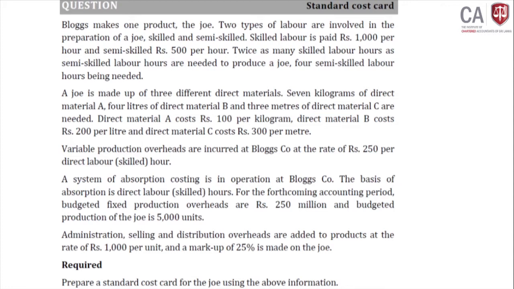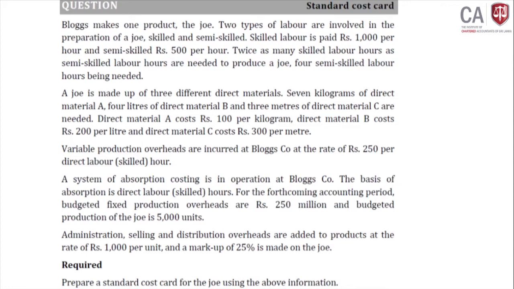Administration, selling and distribution overheads are added to product at the rate of 1,000 per unit. Administration, selling and distribution cost. Okay. Thereafter all these things, markup of 25% is made on joy. That's the markup. Finally, they are asking, prepare a standard cost card for the joy using above information.